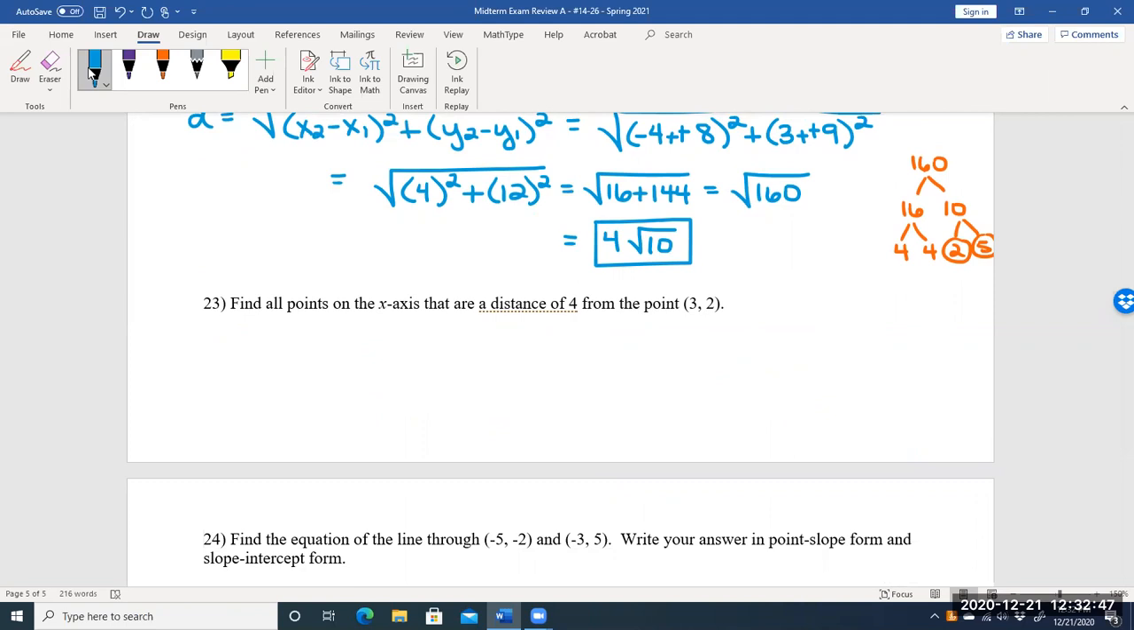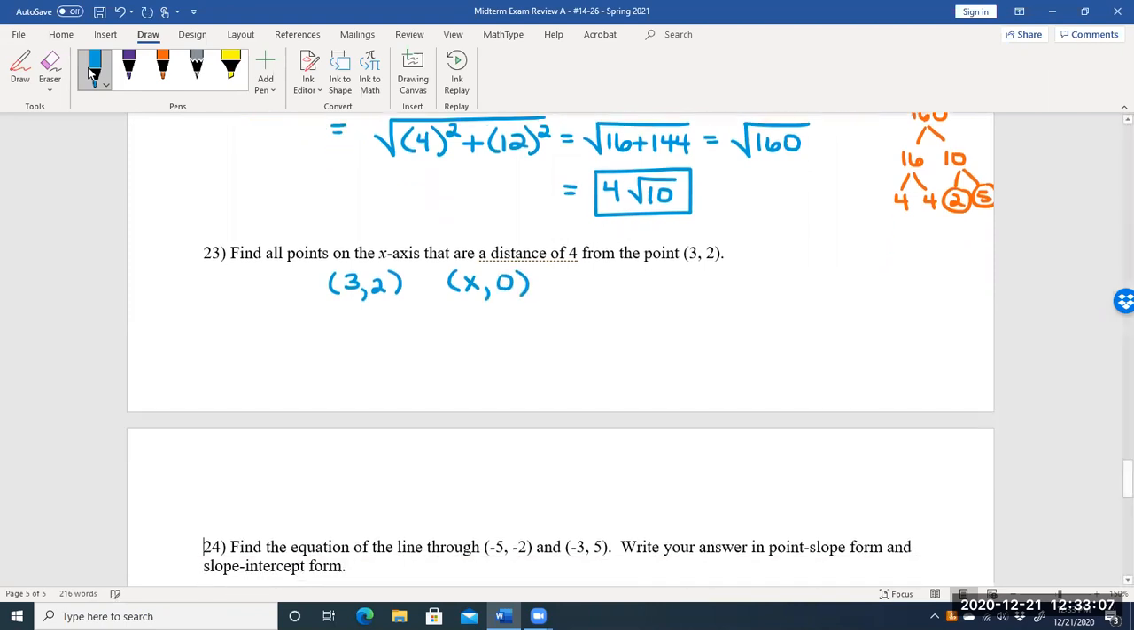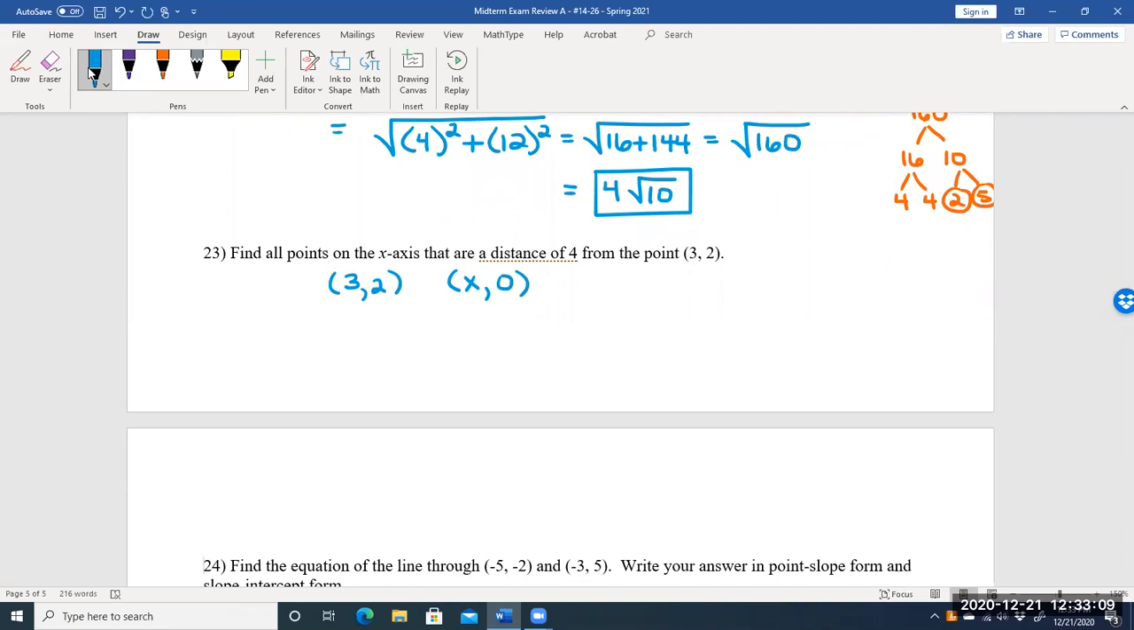Okay, 23. So this one is also a distance formula problem, but it's a little bit tougher. So they give you the point (3, 2), and then we want to find all points on the x-axis that are a distance of 4 from that point. So points on the x-axis can be written as (x, 0). Every point on the x-axis has a y-coordinate of 0. So we're going to write the point as (x, 0).